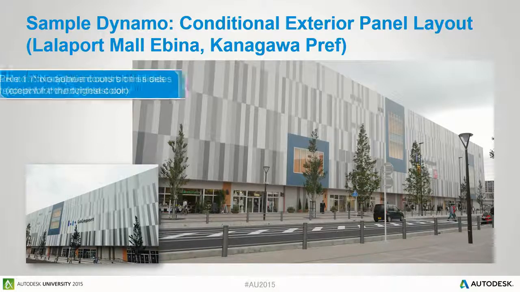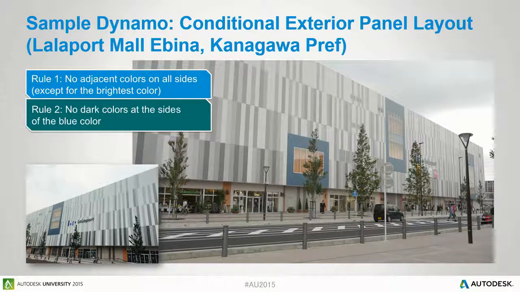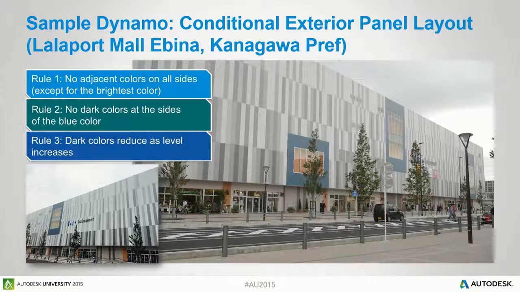The rules are: no adjacent colors on all sides except for the brightest color. Rule number 2, no dark colors at the sides of the blue color that surrounds our windows. Rule number 3, dark colors reduce as level increases. So in our lower levels, there are too many dark colors, but as the level increases, you can see that the dark colors are decreasing.